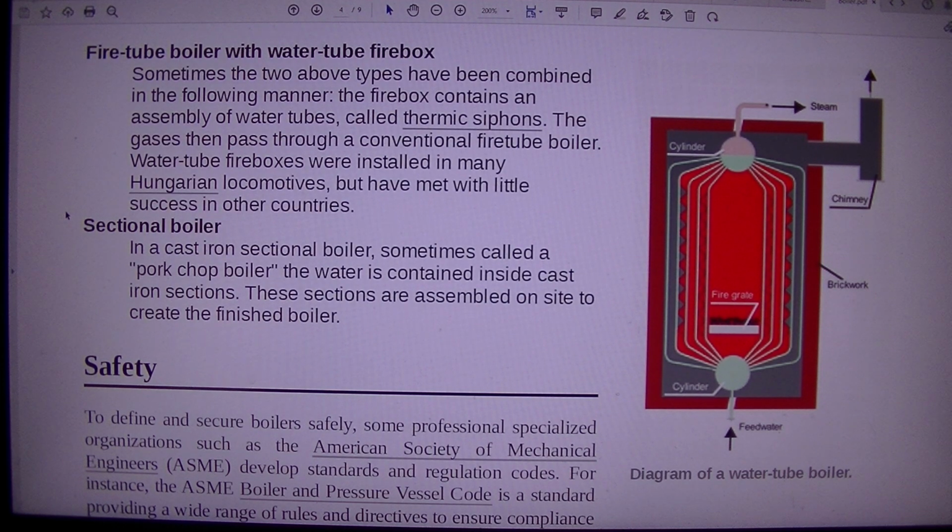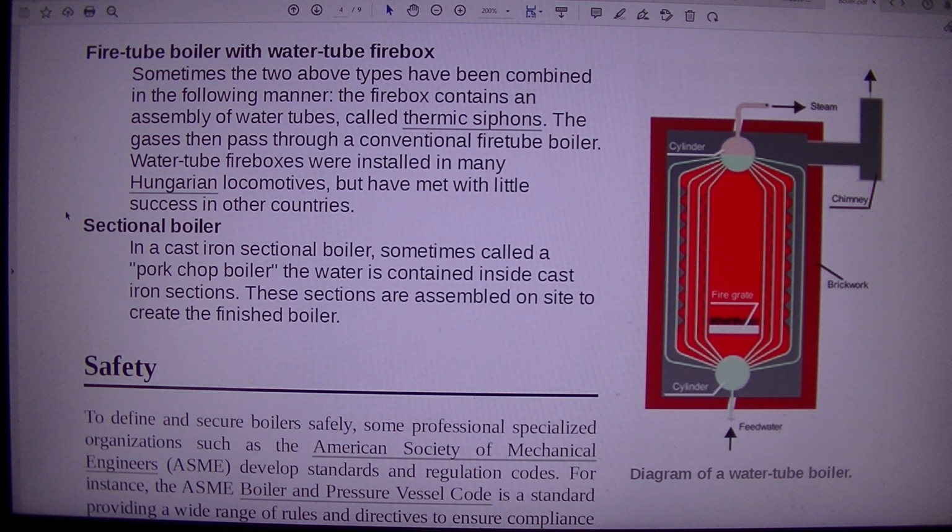Diagram of a water tube boiler. 1950s design steam locomotive boiler, from a Victorian Railways glass fire tube boiler with water tube firebox. Sometimes the two above types have been combined in the following manner. The firebox contains an assembly of water tubes, called thermic siphons. The gases then pass through a conventional fire tube boiler. Water tube fireboxes were installed in many Hungarian locomotives, but have met with little success in other countries.